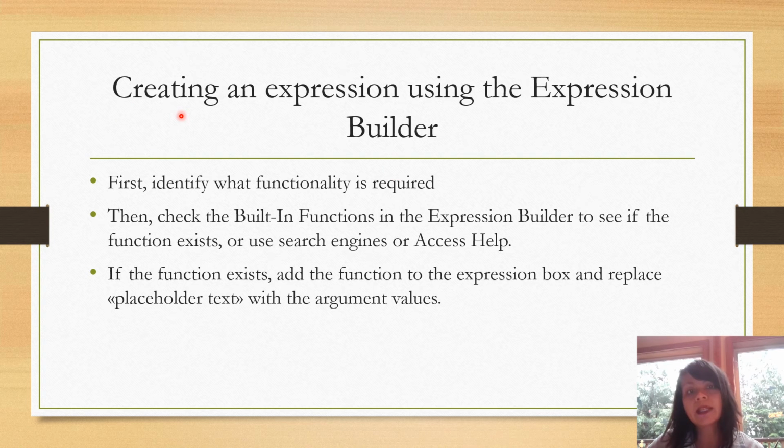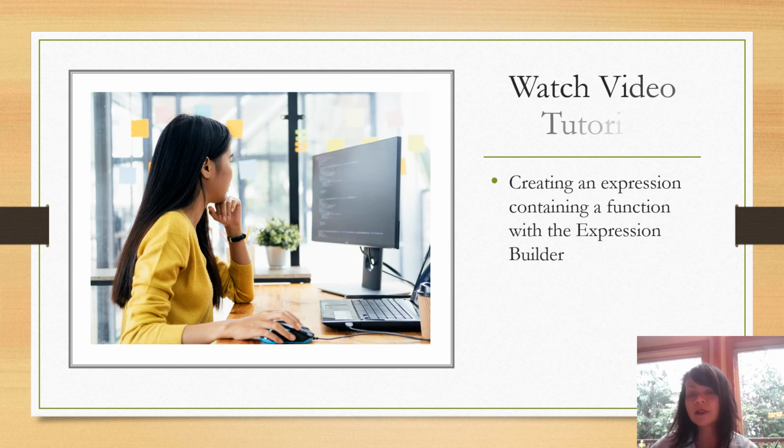Let's look at creating an expression using the expression builder. First, identify what functionality is needed. Then the next step is to check the built-in functions in the expression builder to see if the function that you need exists, or use search engines or Access help. If that function does exist, add the function to the expression box and replace the placeholder text with the argument values. So I'd like you to please watch the tutorial video on how to do this, creating an expression containing a function with the expression builder. And when you come back, please move on to the next slide.